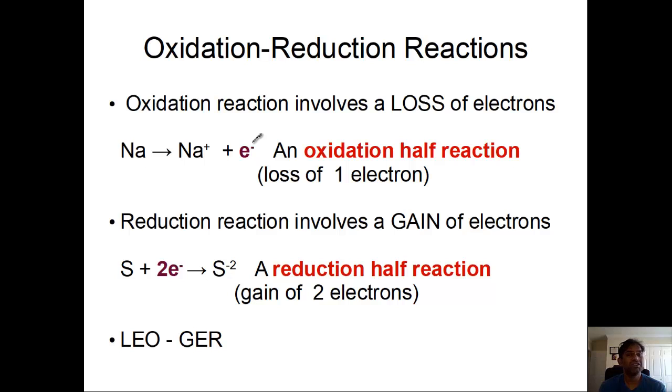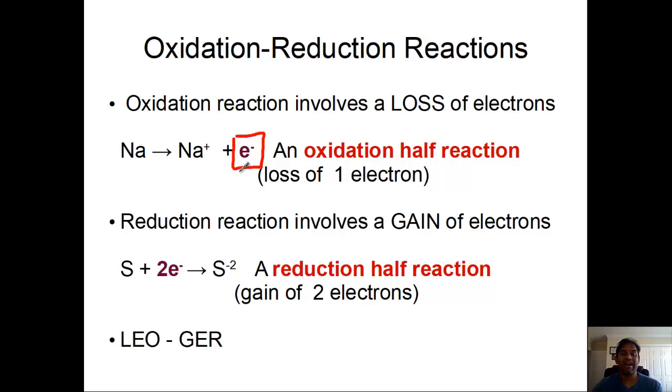So in an oxidation half reaction, we actually lose an electron. So an electron gets lost. And typically in half reaction form, that free electron gets liberated and is subsequently on the product side of the equation. As an example, in order for sodium to become sodium plus 1, it loses 1 electron.